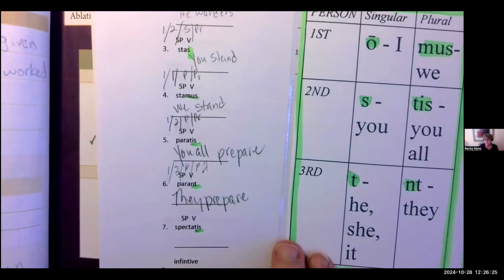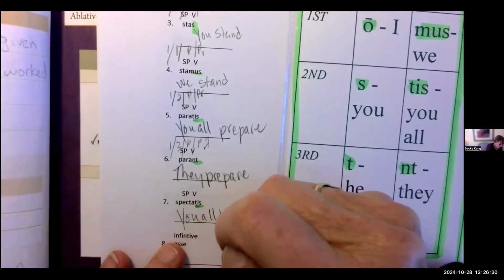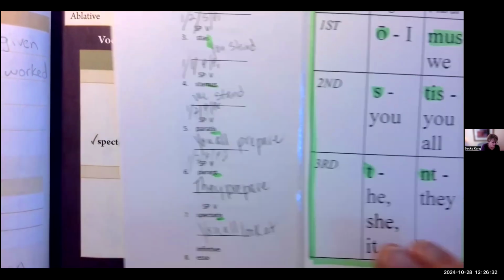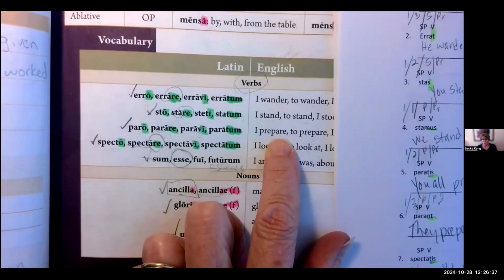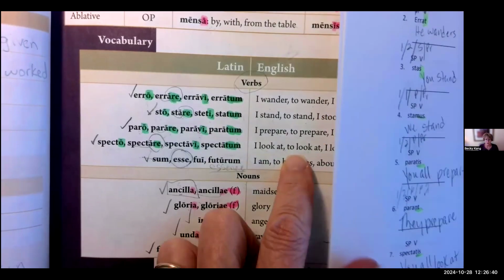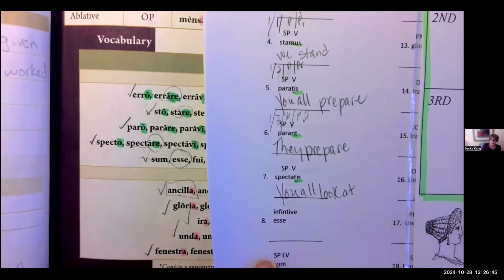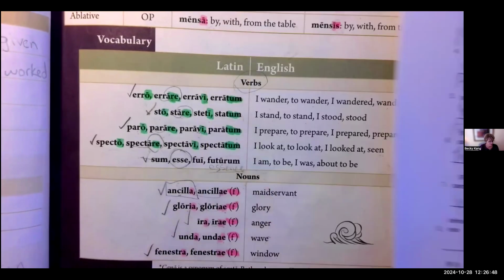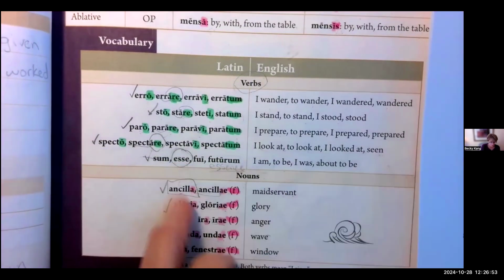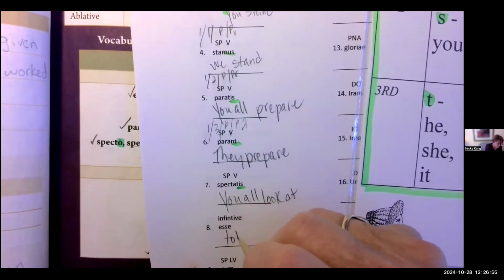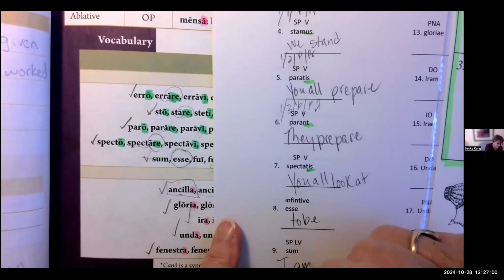Okay, tis. Where's tis? Right here. You all. You all look at. Gotta include the preposition. Look at. You all look at. All right, then we have SE, which right here is to be. That is an infinitive, and it just means to be. Sum means I am. And so those are the verbs.